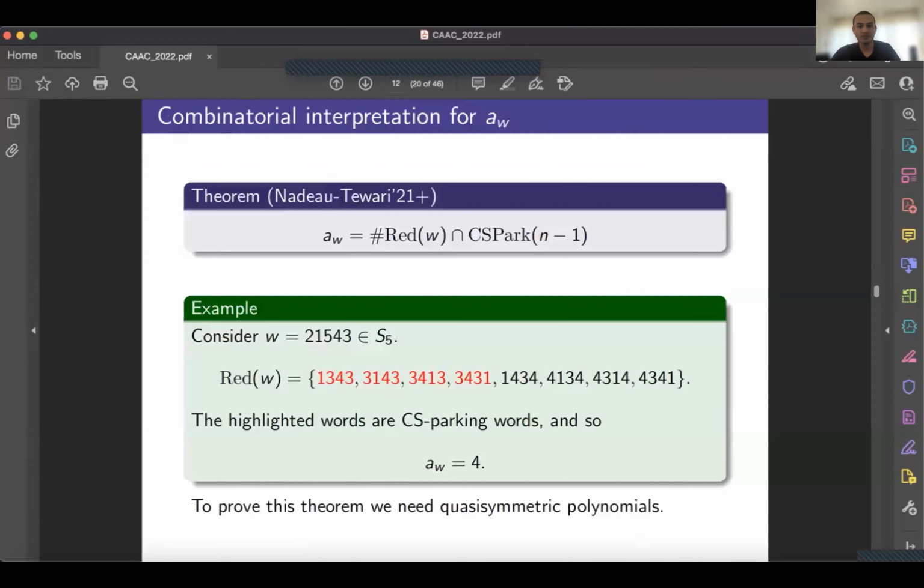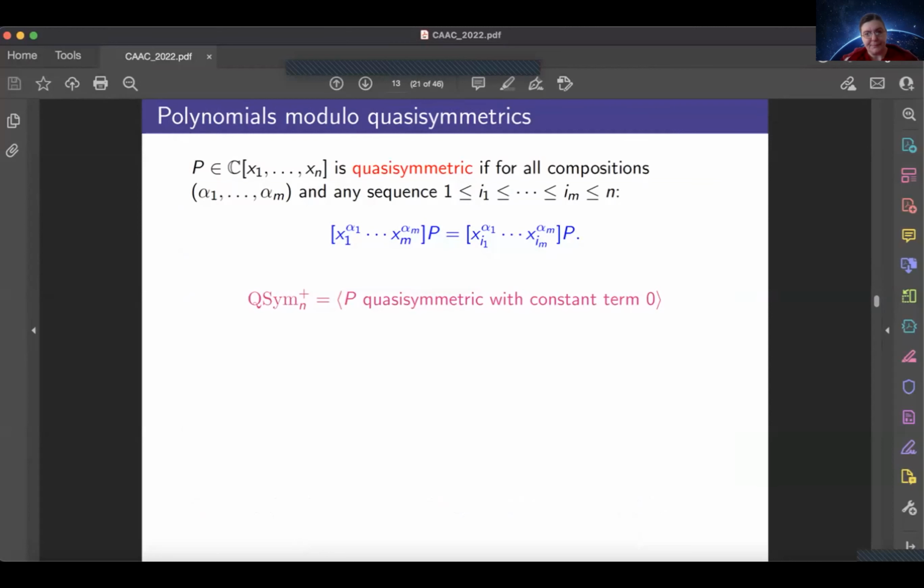All right. Okay. So quick recall. Quasisymmetric polynomials are polynomials with the following property. If you hand me P, I look at the coefficient of x1 to the alpha 1 through xm to the alpha m for a sequence of positive integers alpha 1 through alpha m. This coefficient better equal the coefficient of x sub i1 to the alpha 1 all the way through x sub im to the alpha m for an increasing sequence. So, apologies, this should be strict inequalities: i1 strictly less than i2, and so on.